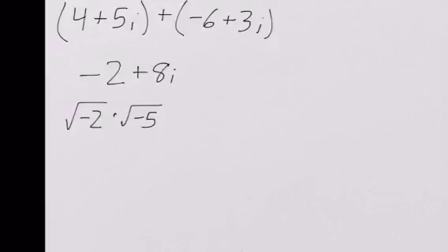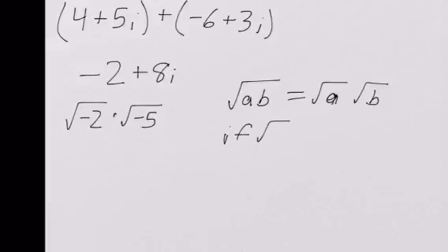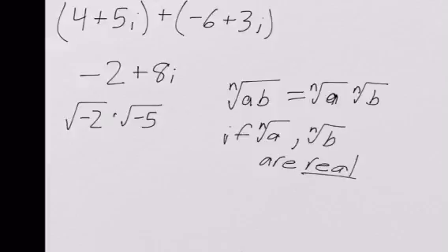By definition, we only allow the square root of a times b to equal the square root of a times the square root of b. And this is actually going to be true for any root: the nth root of a times b equals the nth root of a times the nth root of b, if the nth root of a and the nth root of b are real. In this case, the square root of negative 2 and the square root of negative 5 are not real numbers.